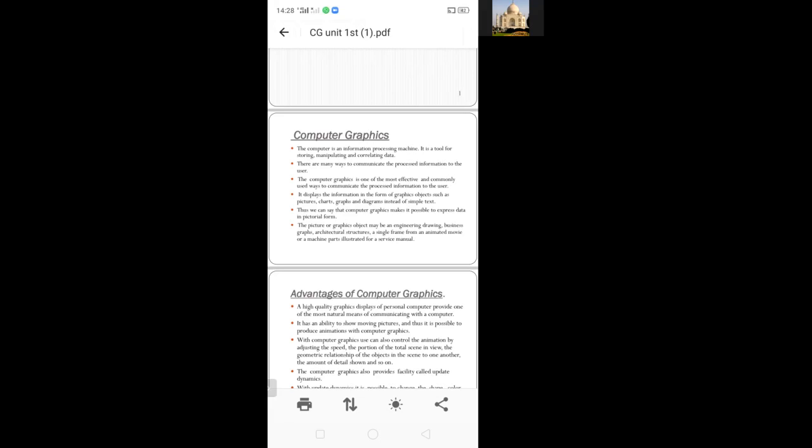There are many ways to communicate the processed information to users: through text messages, graphical messages, verbal communication, or through GUIs. There are multiple ways by which the computer interacts with us. Computer graphics is one of the most effective and commonly used ways to communicate the processed information to the users.